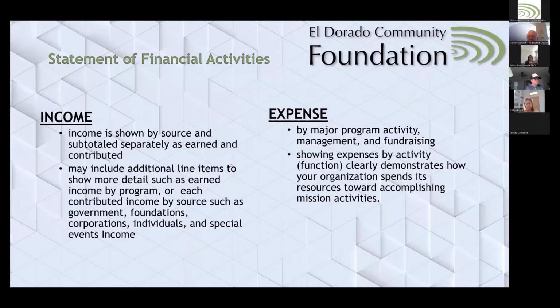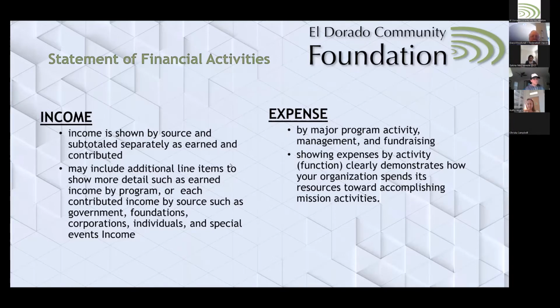So all your sources normally have to be separately subtotaled, and may include additional line items such as income by program, or contributed income by source, such as government, foundations, corporate, individuals, and special events income. Expenses are the same way: by major program activity, by management, by fundraising, etc. They have to be subtotaled separately. And showing expenses by activity or function clearly demonstrates how your organization is spending its resources towards accomplishing its mission.